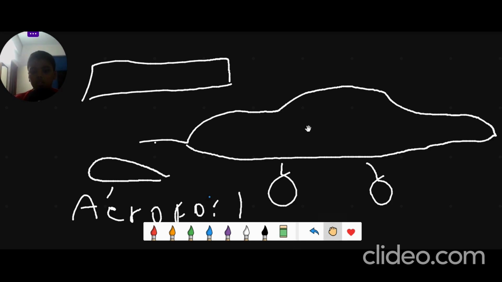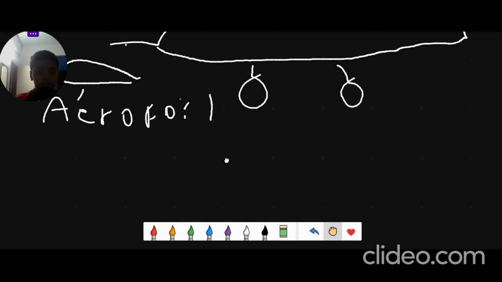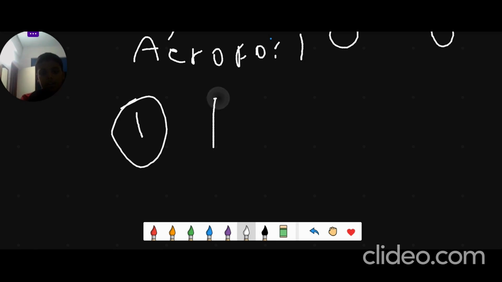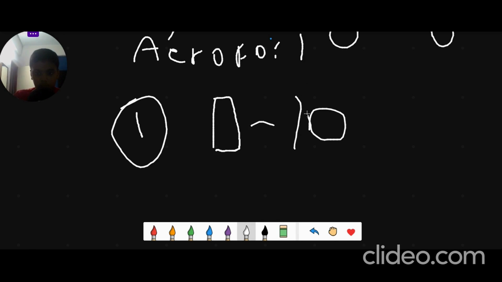Now we'll learn the different types of aerofoil. So long ago, when they just started making aeroplanes, the first aerofoil they came up with was just a flat plate. Just take this as an example. It's just flat. It's not curved, not anything, it's just flat. This had full resistance, it couldn't fly any distance.